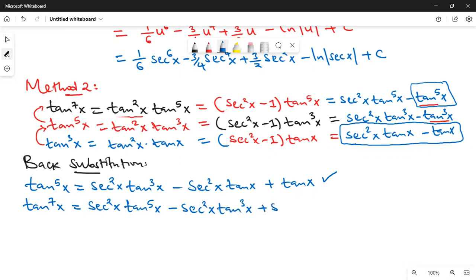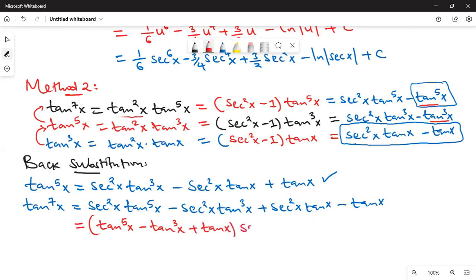This would now be a plus sec squared of x tan x minus tan x. So you can see sec squared of x is common in the first 3 terms. That one can be factored out. So we can say this can further be written as, let me pick a different color, tan raised to 5 of x minus tan cubed of x. Then there's a plus tan x.